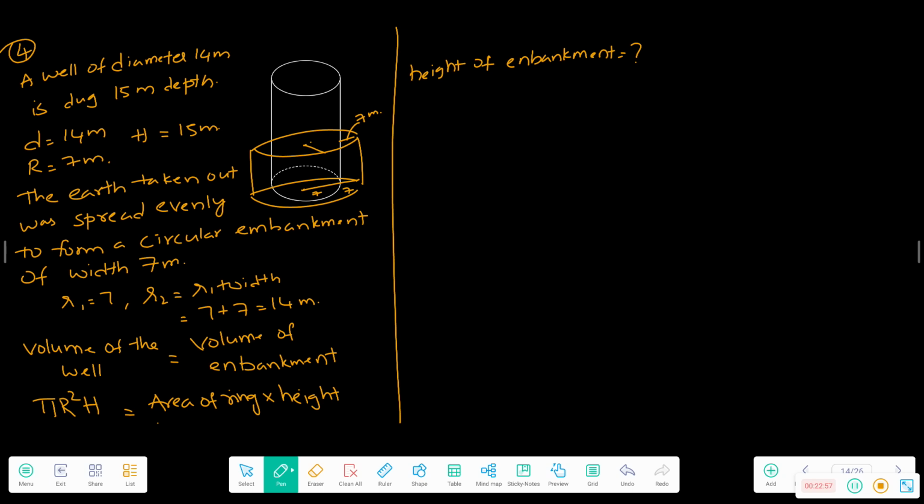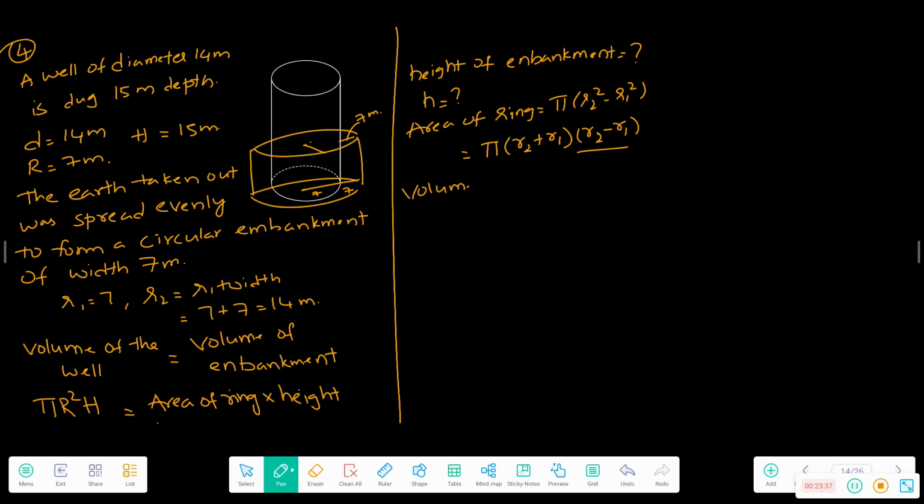So height of embankment, how do we get it? That is h is equal to how much? Now the formula for area of ring is pi into R2 square minus R1 square, since R2 is greater. Even this can be written as pi into R2 plus R1 into R2 minus R1. This is nothing but the width. So now substitute in the formula.